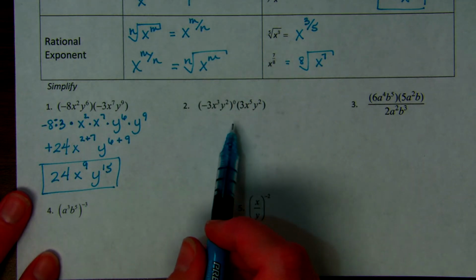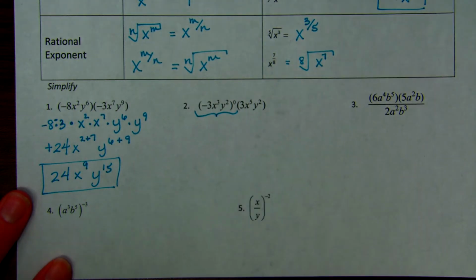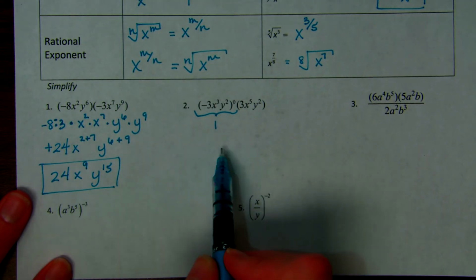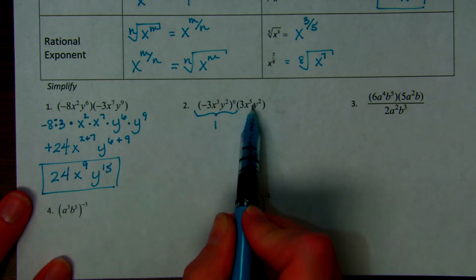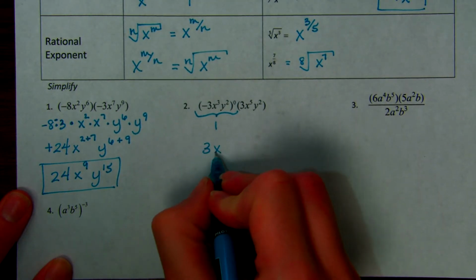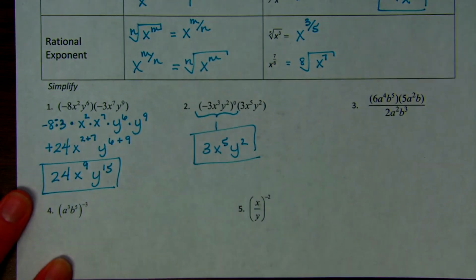Number 2 is our favorite problem. Why is number 2 our favorite problem? Because of the 0 exponent. What happens to this term? It becomes 1. And so I don't really have to do any multiplication here, right? I got 1 times this thing. So the answer is just 3x to the 5th y squared. That's our favorite, right? That's awesome.